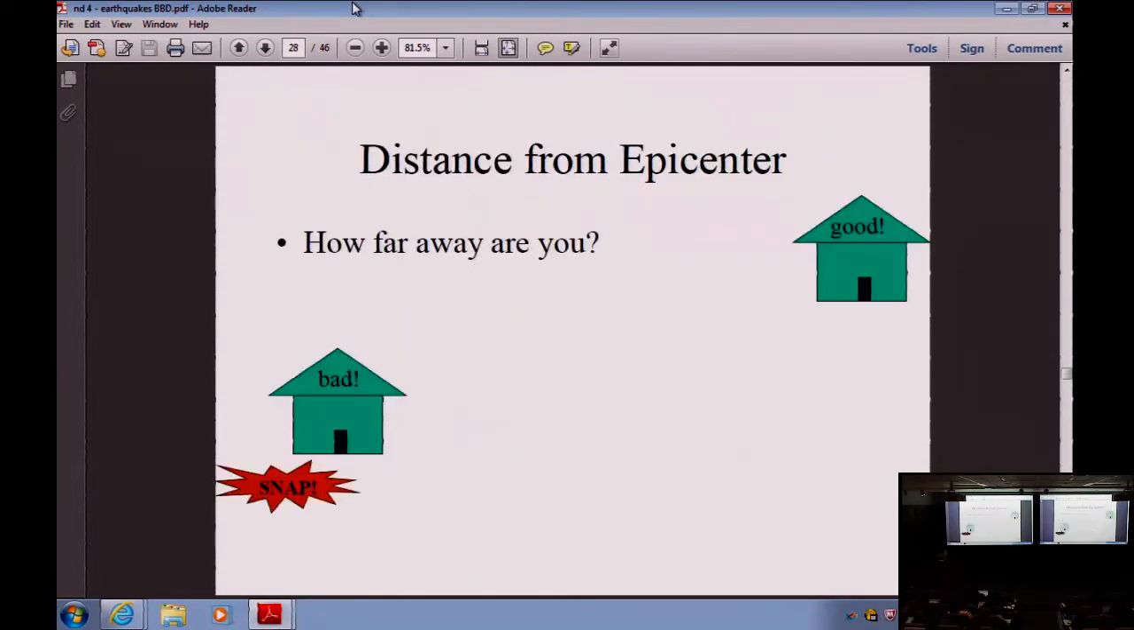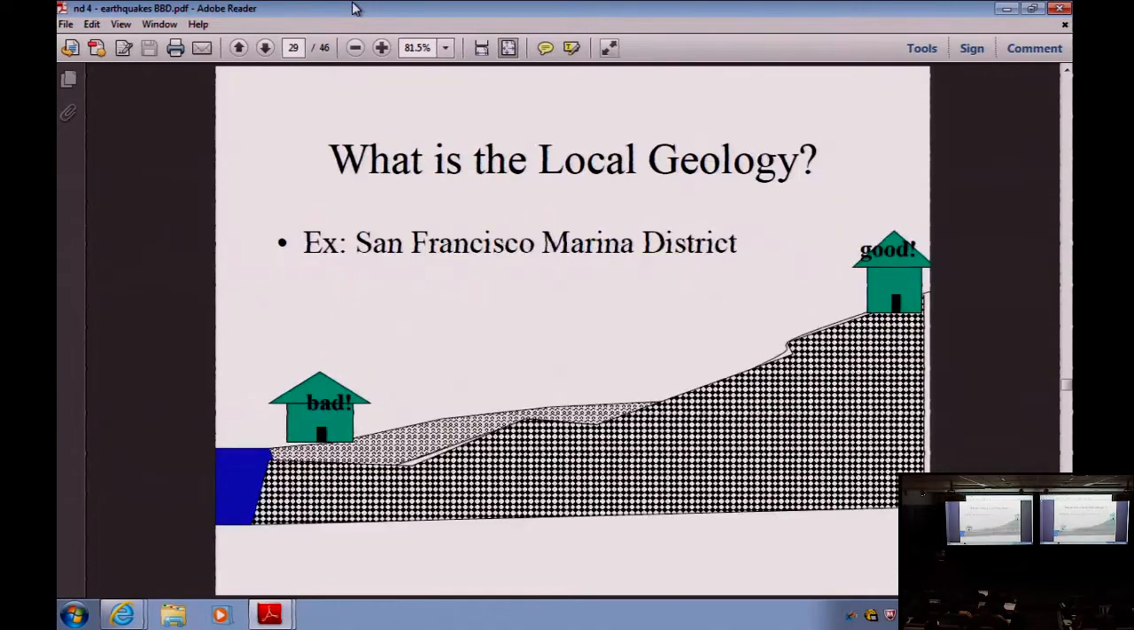So for example, how far away are you? This is obvious, right? If you're close to the focus or the epicenter of the earthquake, that's not a good situation. The farther away you are from the earthquake, the better. At some point, the waves extinguish, at least from a feeling point of view. However, you have to layer on top of this the local geology. The local geology is incredibly important when we're looking at earthquake damage.